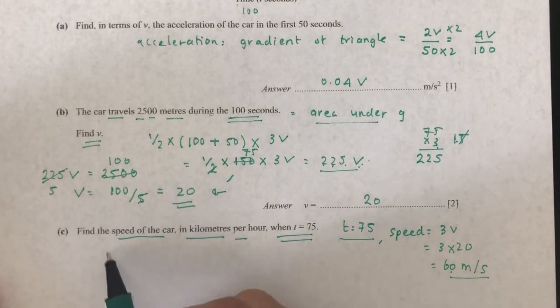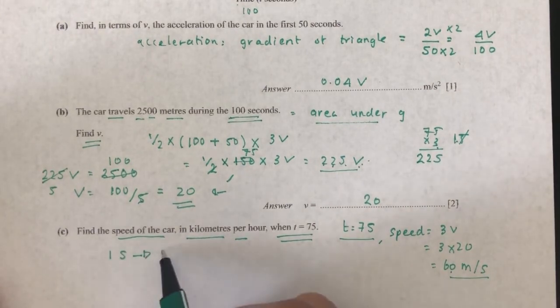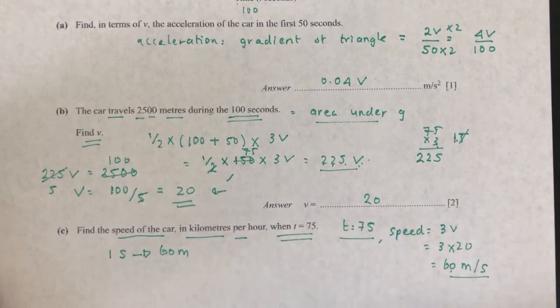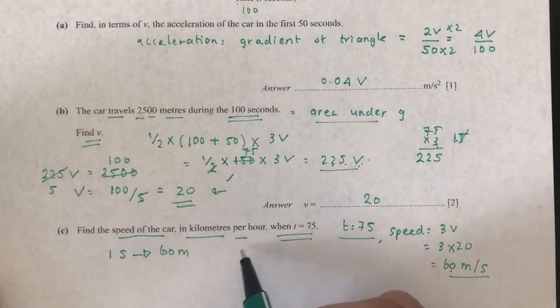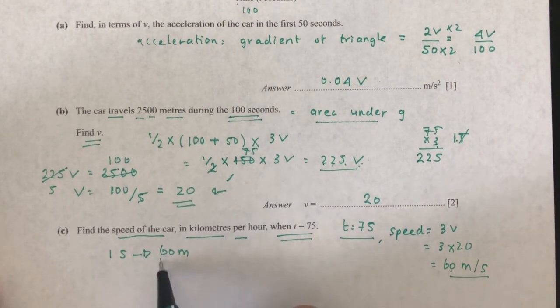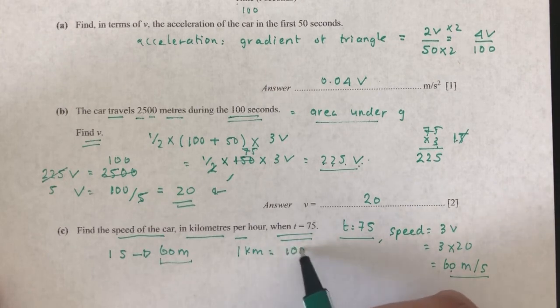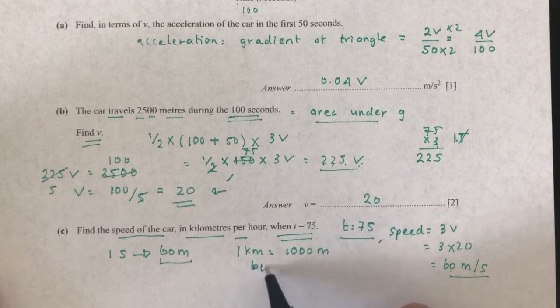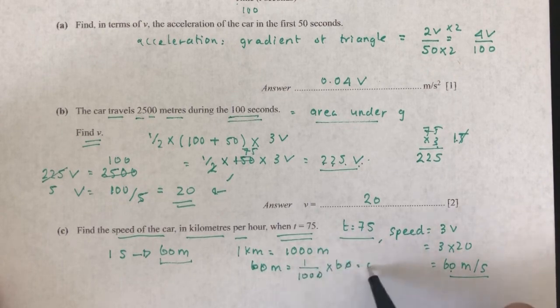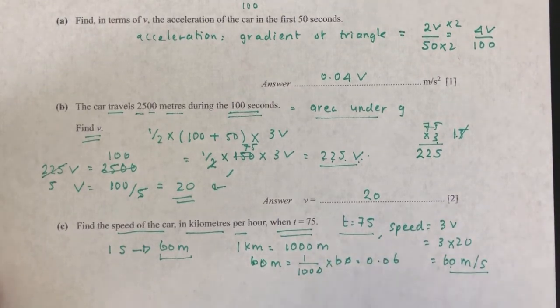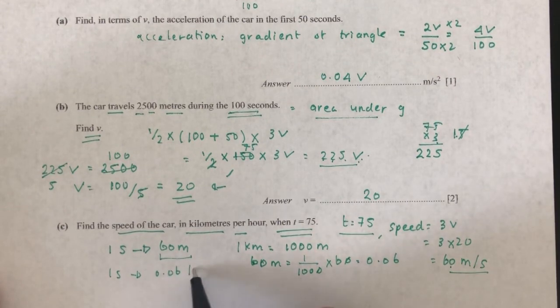So in 1 second, we travel 60 meters. So in 1 hour, how many seconds do we have? Let's convert this to kilometers. 1 kilometer is equal to 1000 meters. So 60 meters is equal to how many kilometers? We have to do 1 over 1000 times 60, which will be 0.06 kilometers. So 1 second is equal to 0.06 kilometers.